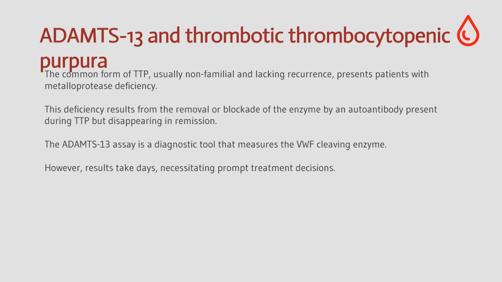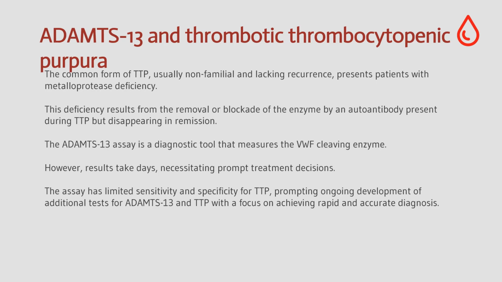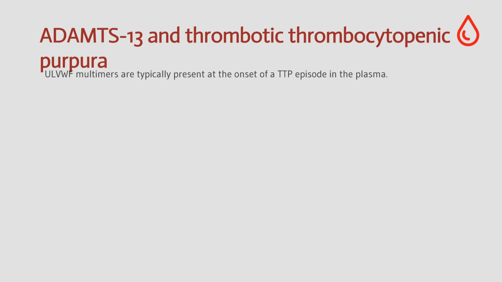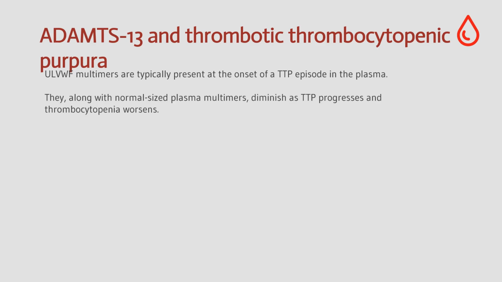However, results take days, necessitating prompt treatment decisions. The assay has limited sensitivity and specificity for TTP, prompting ongoing development of additional tests for ADAMTS13 and TTP with a focus on achieving rapid and accurate diagnosis. ULVWF multimers are typically present at the onset of a TTP episode in the plasma. They, along with normal-sized plasma multimers, diminish as TTP progresses and thrombocytopenia worsens.